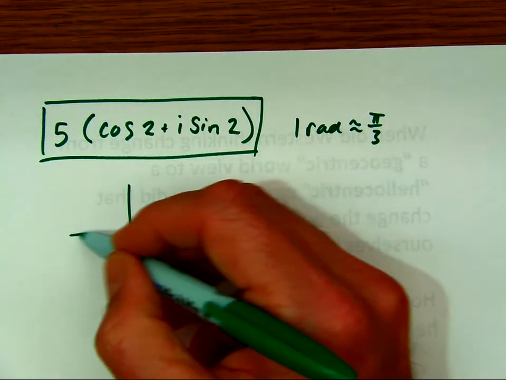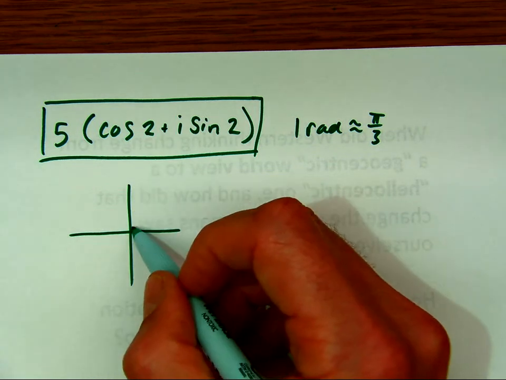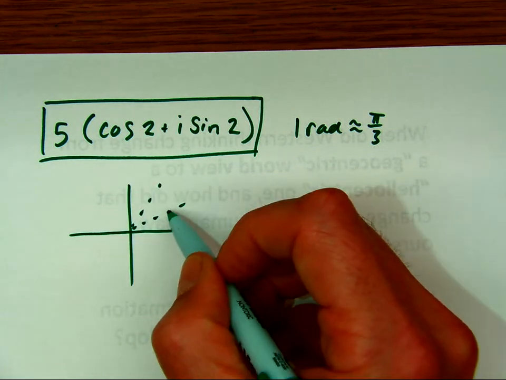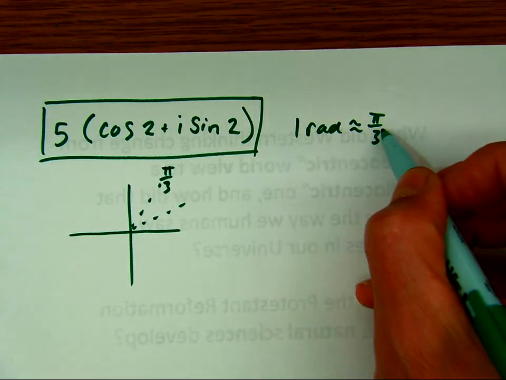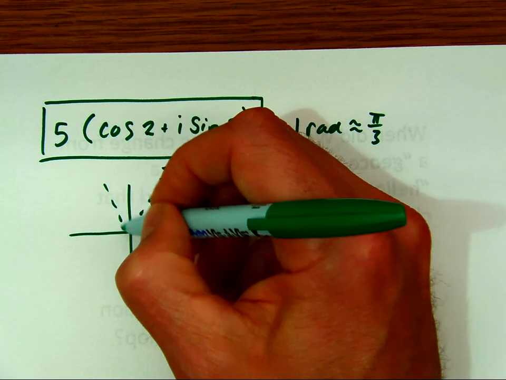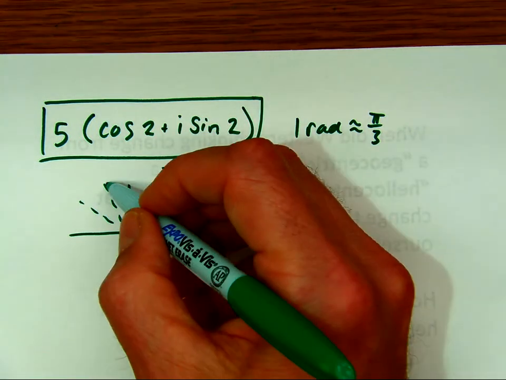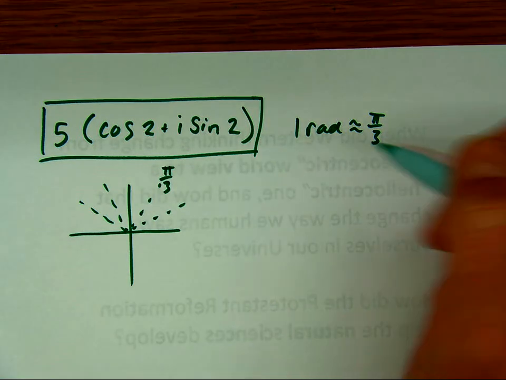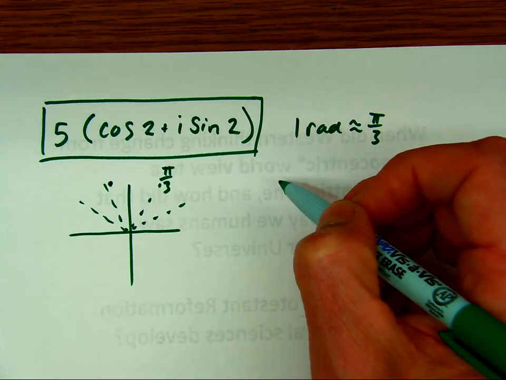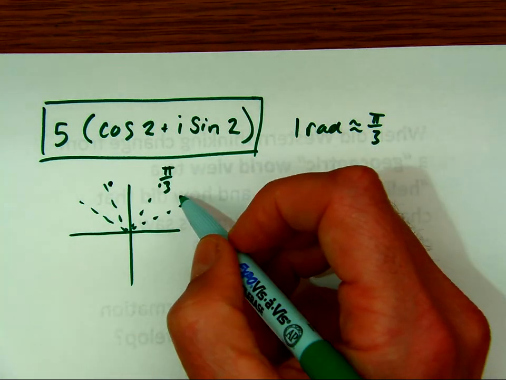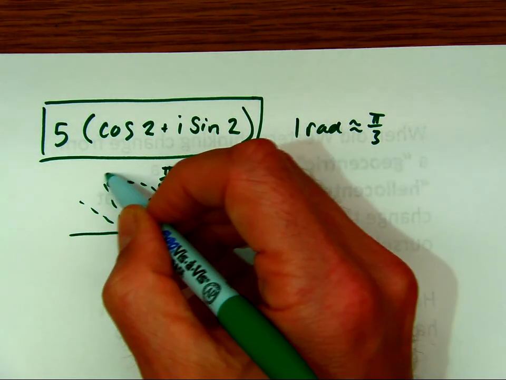So if we're looking at the graph and we want to go to 2 radians, well, there's 30 degrees, 60 degrees, or pi over 3. Pi over 3 is about 1 radian. So we're looking for 2 pi over 3, and that means we're going to be over here. 1 radian is a little less than pi over 3, so we're going to go a little less than 2 pi over 3. And if we just make sure that we have a radius of 5, then that's where the point will be.